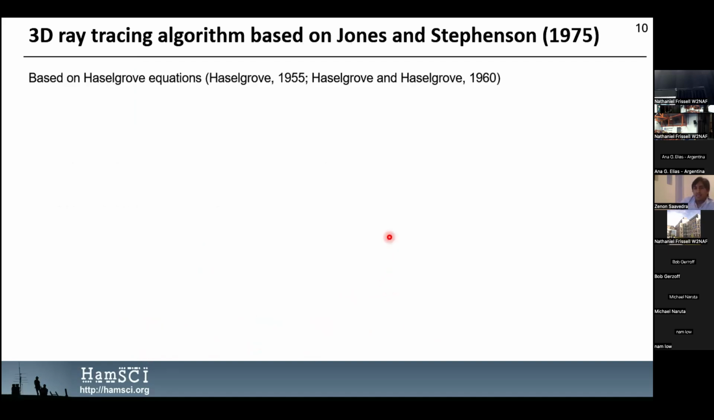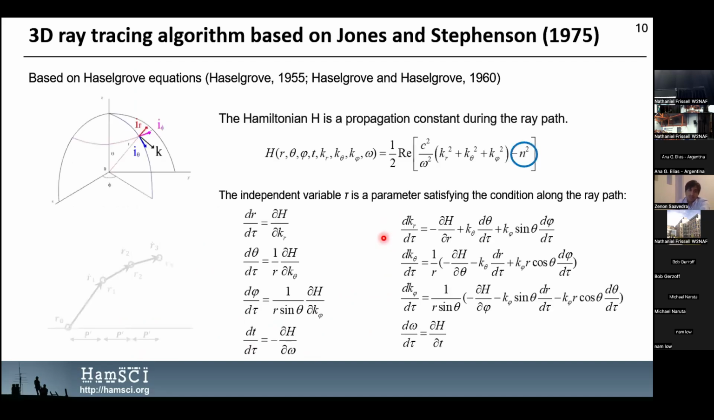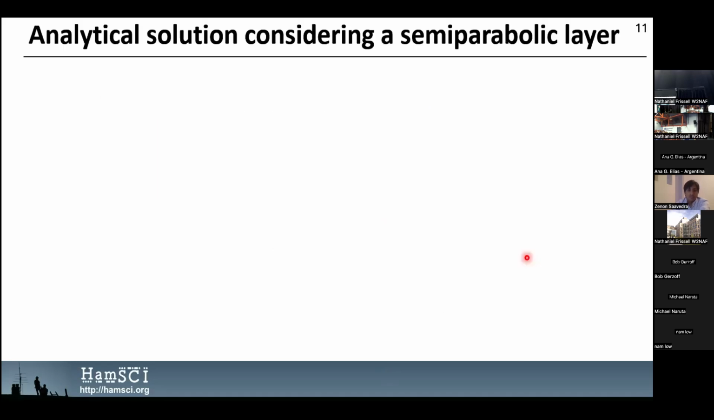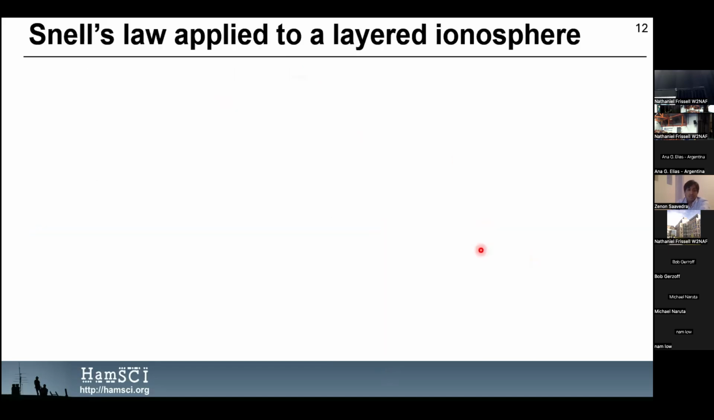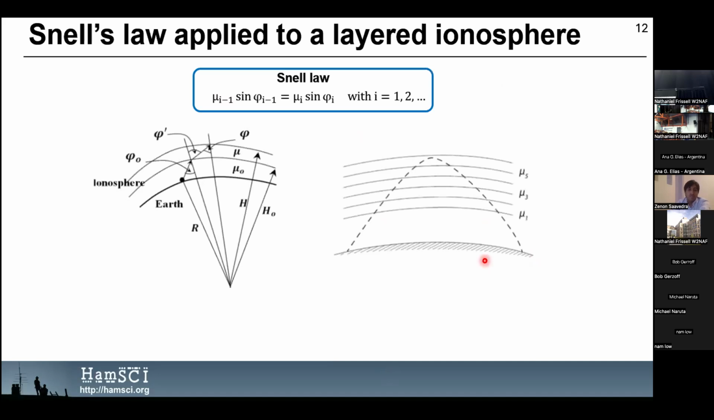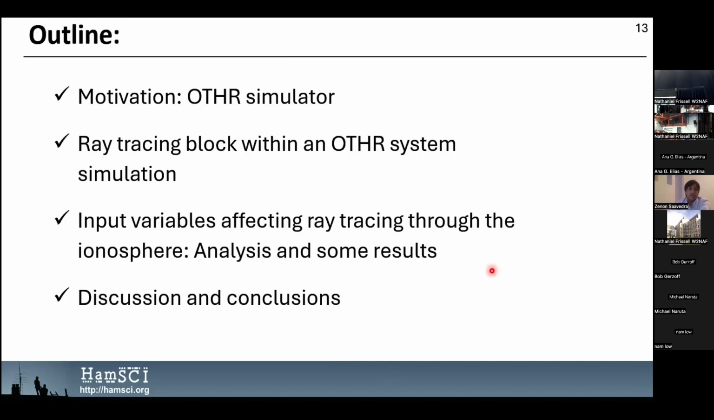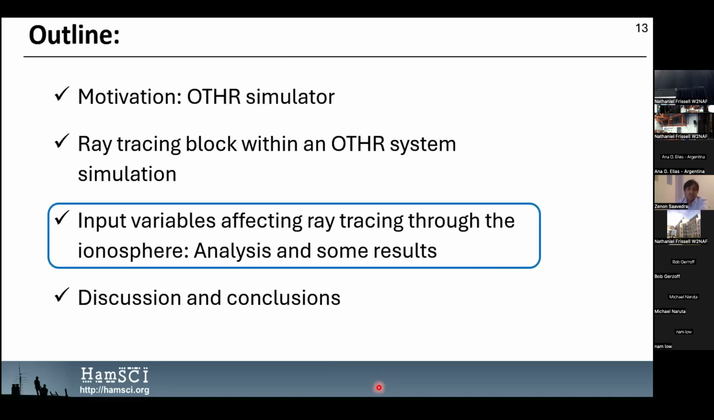Okay, the next slide we will skip because the last talk with Dr. Anelias described this type of ray tracing, the ray tracing basically in the Stephenson and Jones. That slide we will skip. The next is with the approximation. It's the same as the last talk, and the next is the same. We skip this part, and we stop in this part.